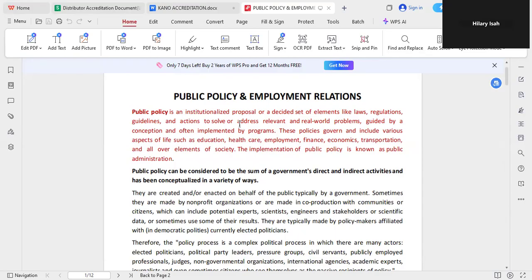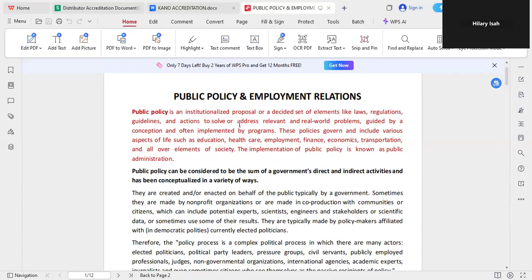And we said public policy is an institutionalized proposal or a decided set of elements like laws, regulations, guidelines, and actions to solve or address relevant real world problems. And they are guided by conception and often implemented by a various system of programs.